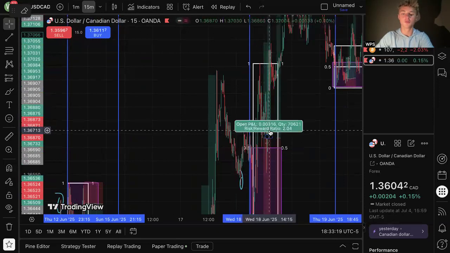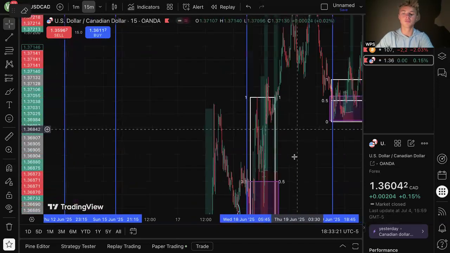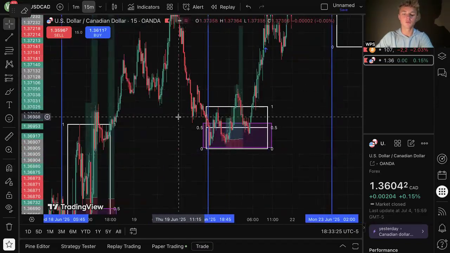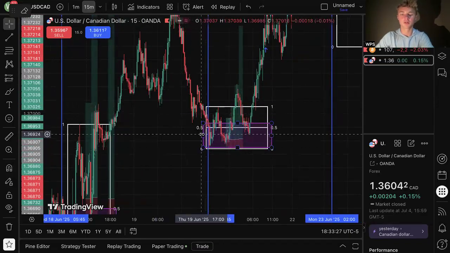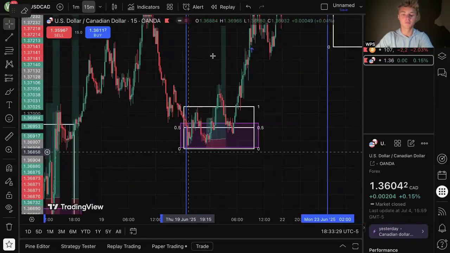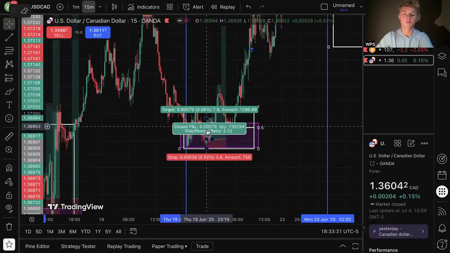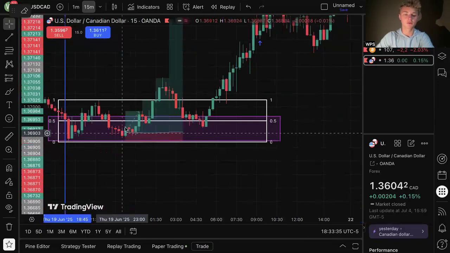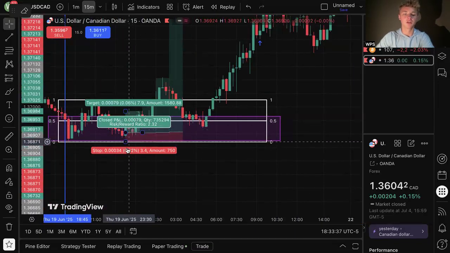Those would be 1-to-1, 1.2, and 1.2.5 respectively. Swing low here. Second swing low. Price comes out right here with a retracement here. As soon as price breaks structure, enter.